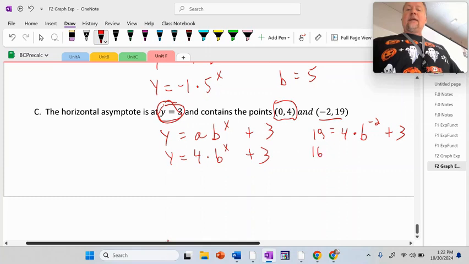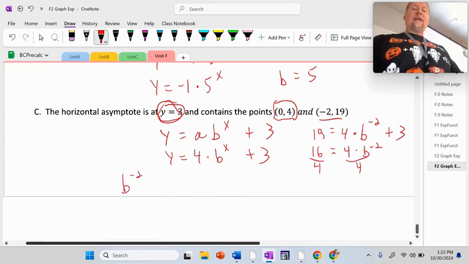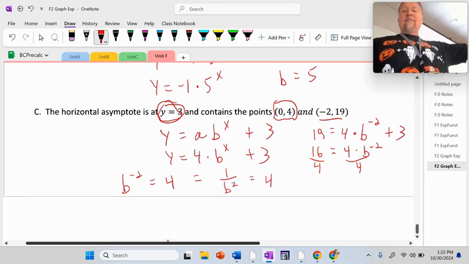Subtract 3, I get 16. Well, that's convenient. 16 equals 4 times b to the -2. Divide by 4. You get b to the -2 equals 4. How do you solve this one? B to the -2 is 1 over b to the 2nd. Whatever you do to one side, you do to the other. So I could flip the left side. That means I could flip the right side.